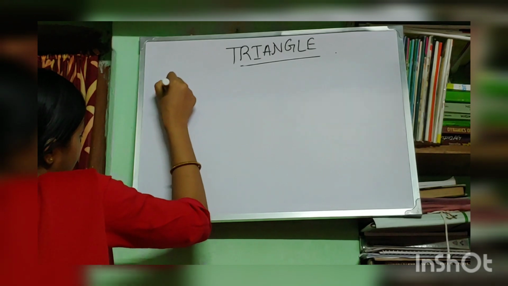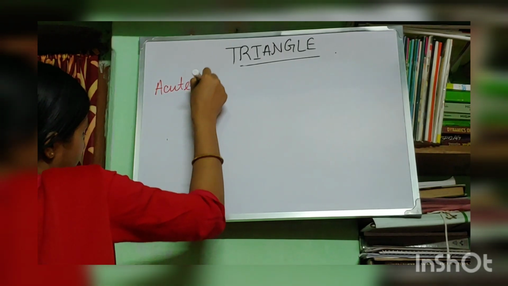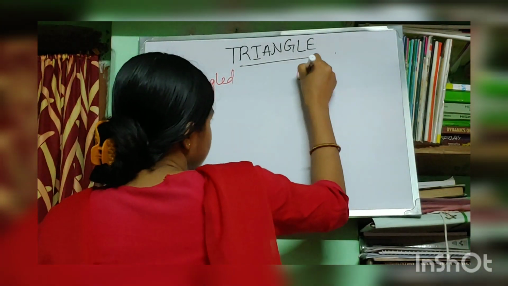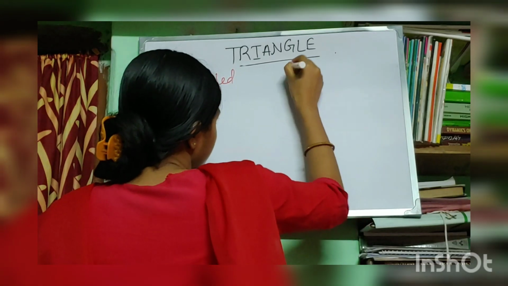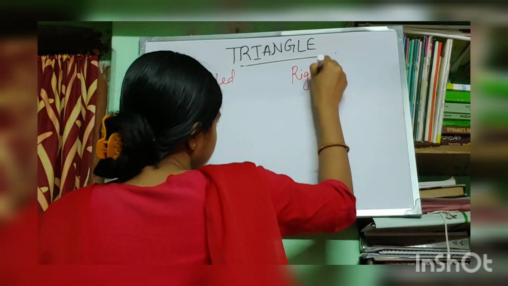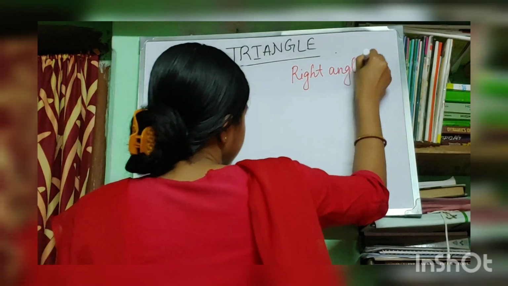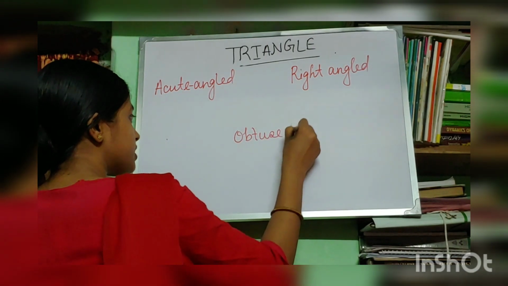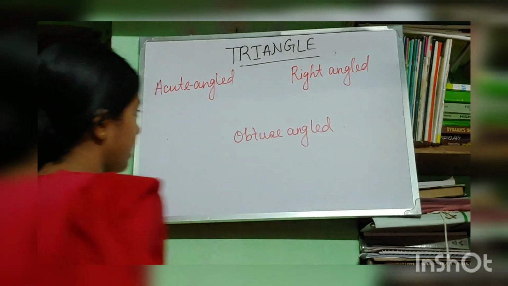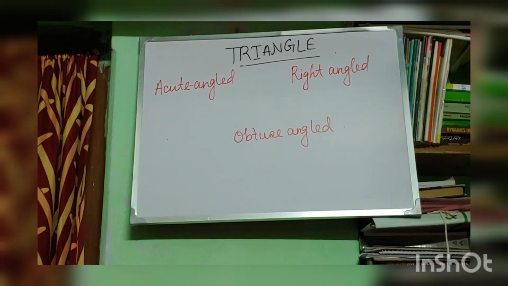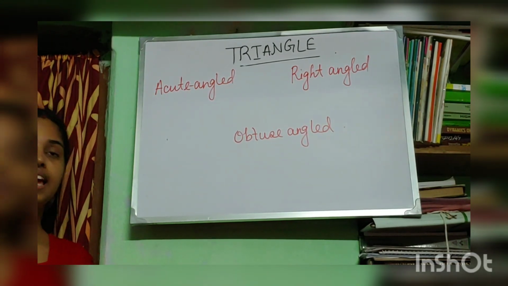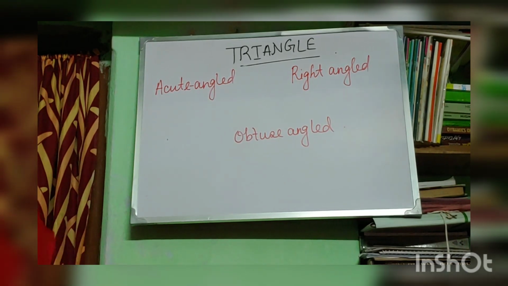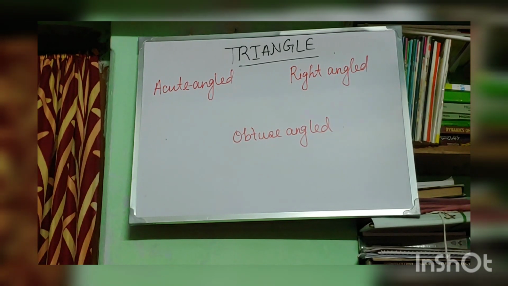One is acute angled triangle. One is right angled triangle, and one is obtuse angled triangle. Now what is an acute angle? An acute angle is an angle which lies between 0 degree to 90 degree. That is an acute angle. Now what is an acute angle triangle then?